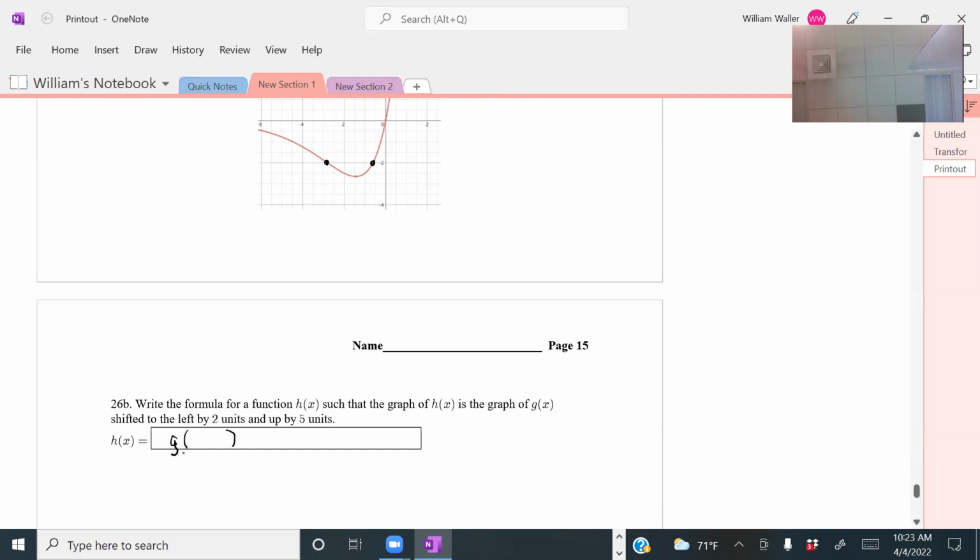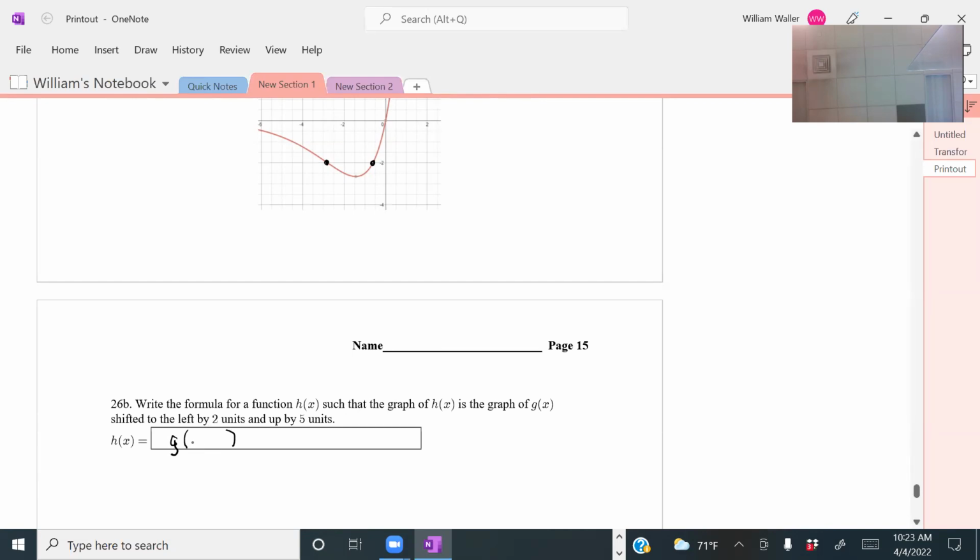I'm just going to first use the name for the function g, and then we'll fill in what we get here into the actual formula for g. All right. So what do you do to move it to the left?